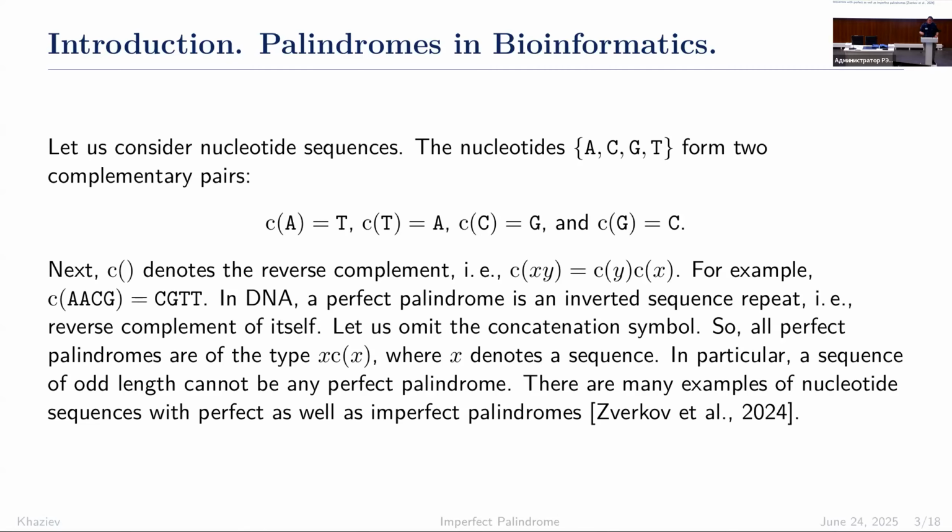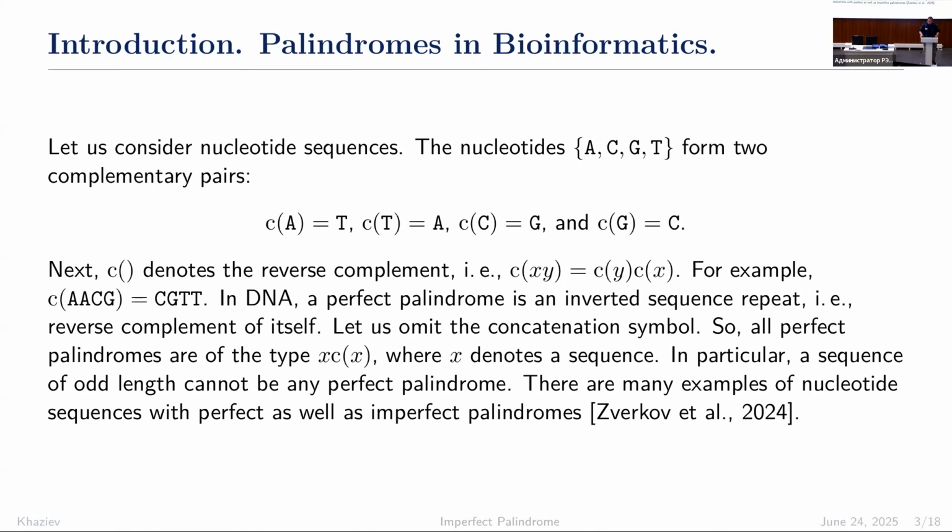Next, the function C will denote the reverse complement. So basically, C of xy is C of y concatenated with C of x. For example, C of AACG is equal to CGTT. And in DNA or RNA, a perfect palindrome is an inverted sequence repeat, so a string that is a reverse complement of itself.